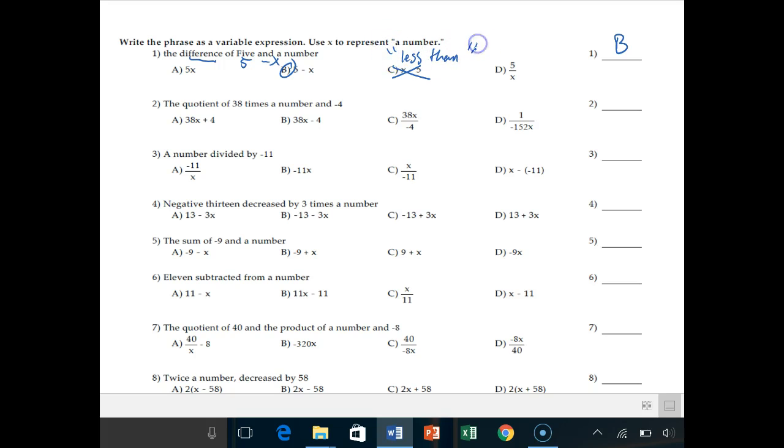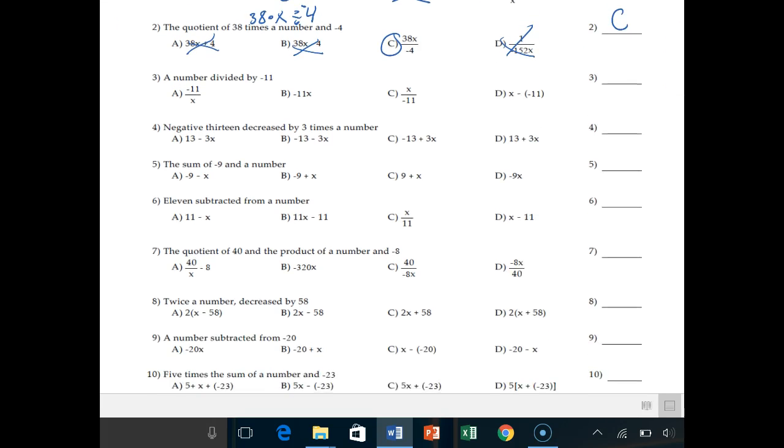The quotient of 38 times a number and negative 4. So first we have to do 38 times a number we don't know, and we have to take the quotient of it divided by negative 4. So 38 times a number we don't know divided by negative 4. That looks promising. And then we get this 152x. It doesn't even say 152x. I shouldn't have done that. My fault. Skip. I'll do 3.